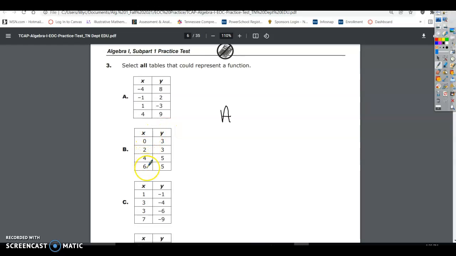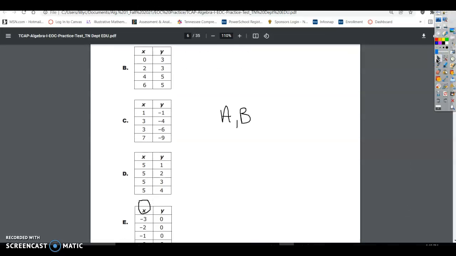0, 2, 4, 6, those are all unique or different. So B is a function. Number C, when you get 1, 3, 3, 7, because these are the same, this one is not a function. All right, so C is not a function.